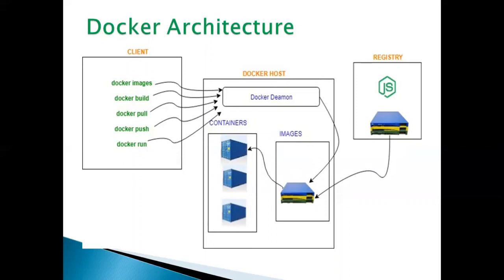You can see some regularly used commands here. Docker images. It lists the images present in the Docker host. Docker build. You can build your own image using Docker file. Docker pull. You can import the Docker images from Docker Hub or from private registry. Docker push. You can export the image to the Docker registry. Docker run. It will create the container and start the container.